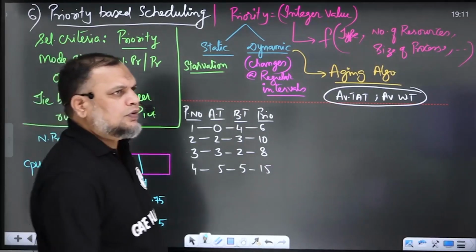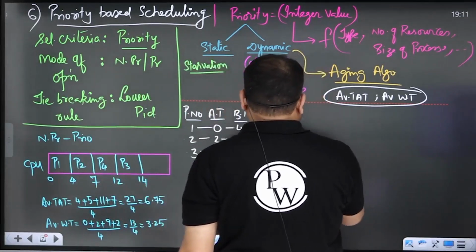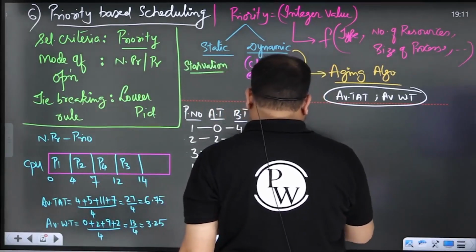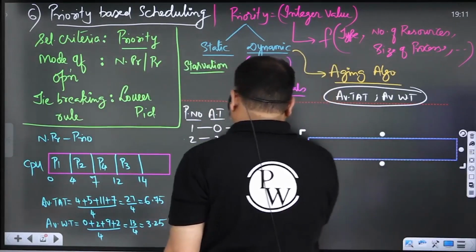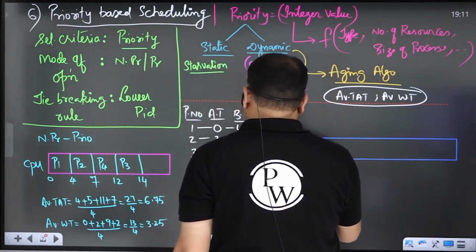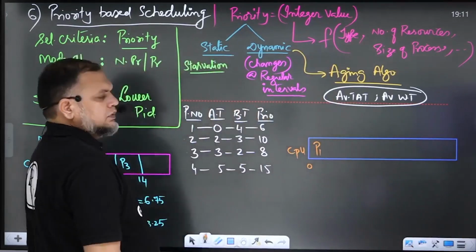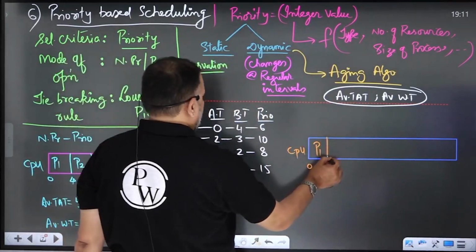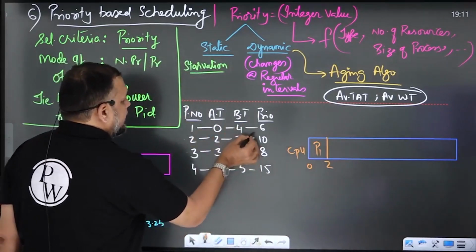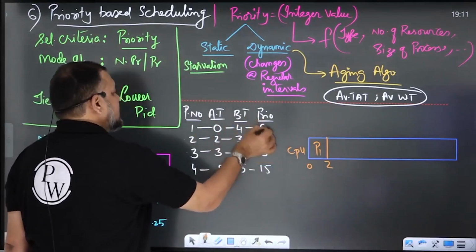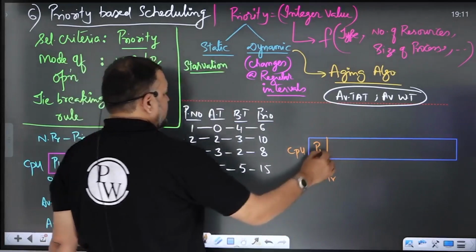Yes. Now if you go for the preemptive version, if you draw the Gantt chart for the preemptive version, what is going to happen? We'll draw the Gantt chart for preemptive priority. This is CPU 0. We start with P1. P1 is going to run for 2 units, because at time 2, P2 comes with priority 10. 10 is greater than 6. So preempt in favor of P2.